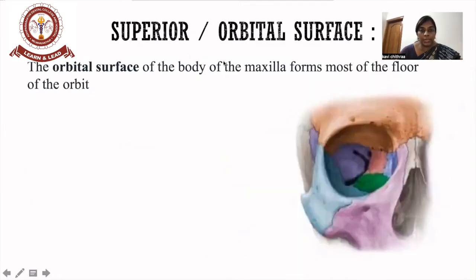And the next is the superior or the orbital surface, which houses the eyeball of the person. Okay, so it actually extends medially and connects with the frontal process. So laterally it attaches to the zygomatic process, and there's an infraorbital foramen.